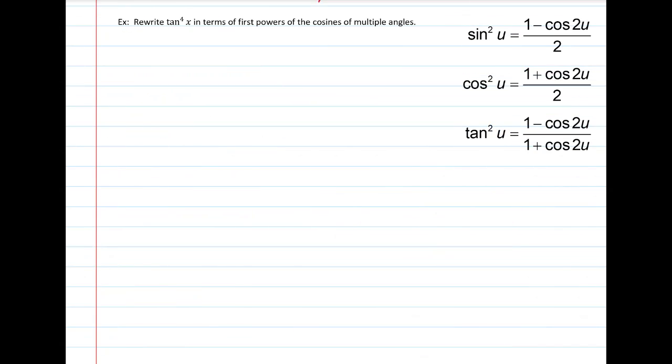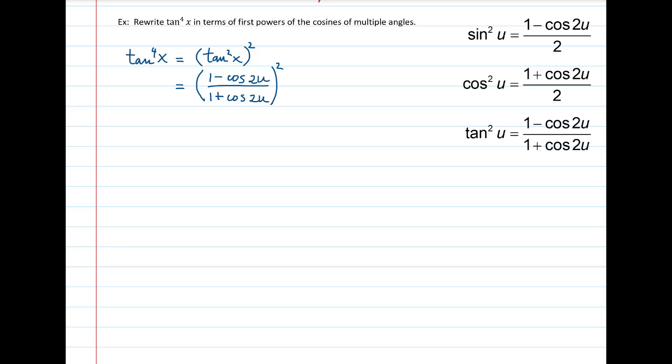So here we have an example, and notice we have our identities here on the side, on the right. We're going to have to rewrite tangent to the 4th of x in terms of first powers of cosines of multiple angles. First thing we want to do here is rewrite tangent to the 4th as tangent squared of x, squared. That's equivalent to tangent to the 4th power. Then we're going to use our power reducing identity for tangent. We have it right there, and we just substitute that tangent squared of x with our identity.